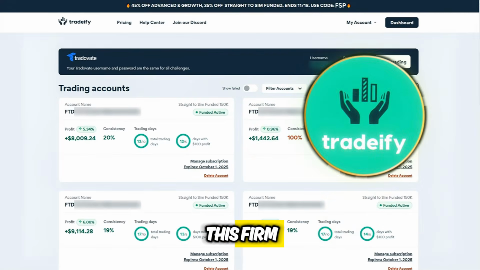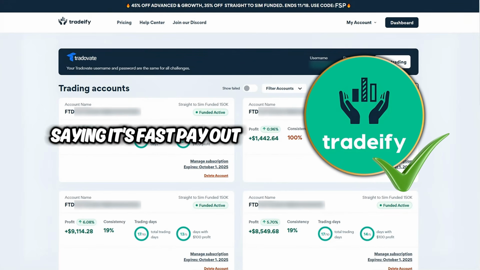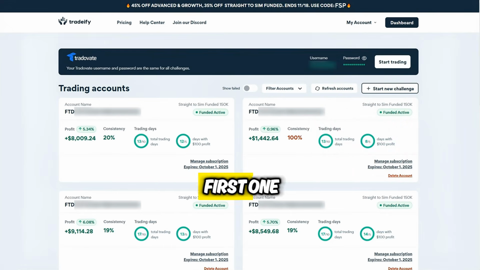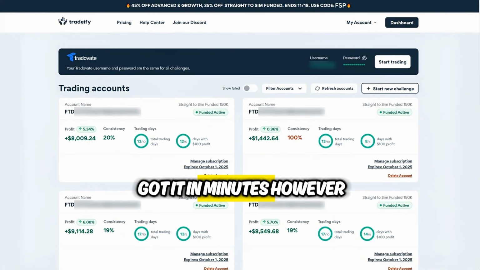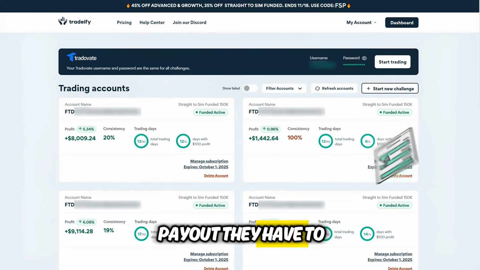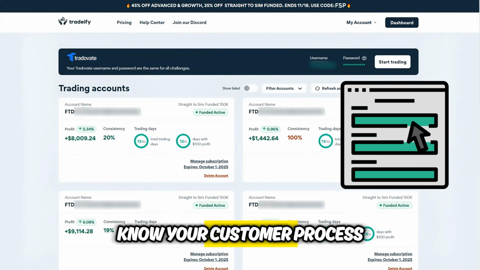Recently, I learned about this firm. Lots of good things people said on X saying it's fast payout. This is actually my first one, so I'm recording it, trying to see how fast it is because some people said they got it in minutes. However, this is my first payout. They have to go through my KYC, know your customer process and all that.